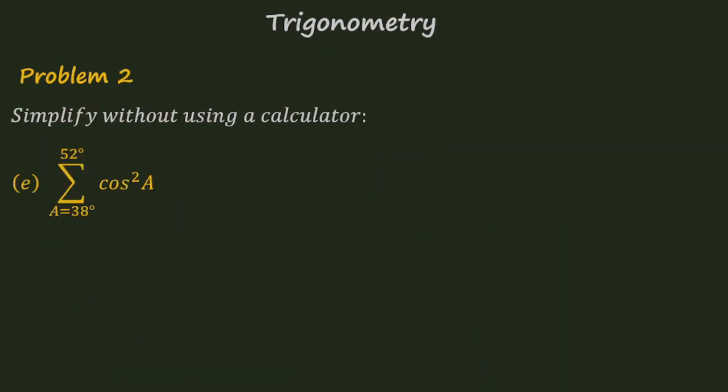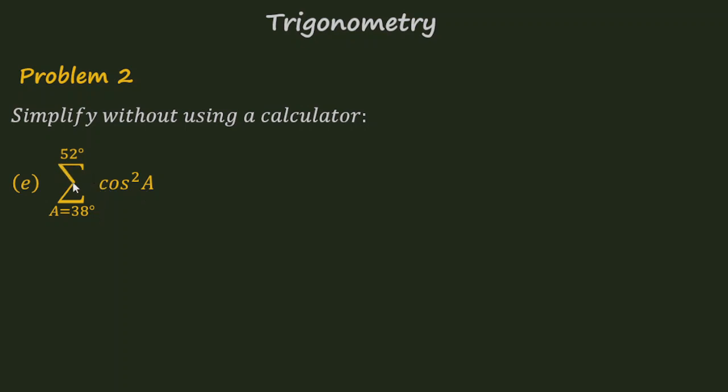Now there's one problem which requires your understanding of cofunctions together with the square identity that we have just worked with here and also proved. The square identity, cos squared theta plus sine squared theta equals 1. Now you have been given a problem. They say simplify without using a calculator. You are given a summation problem, starting from a equals 38 to a equals 52 of cos squared a.